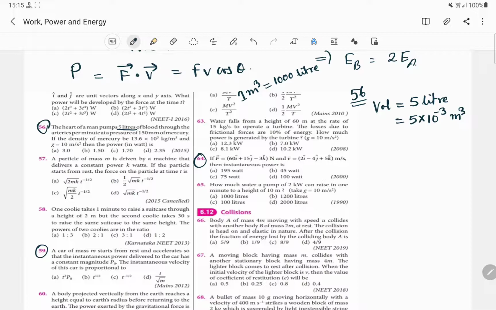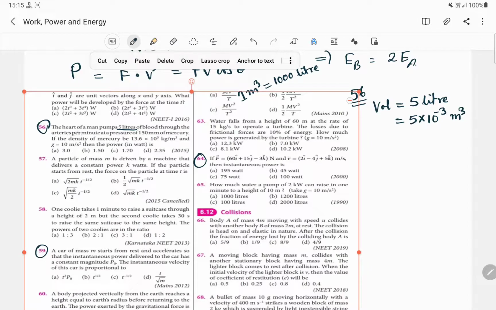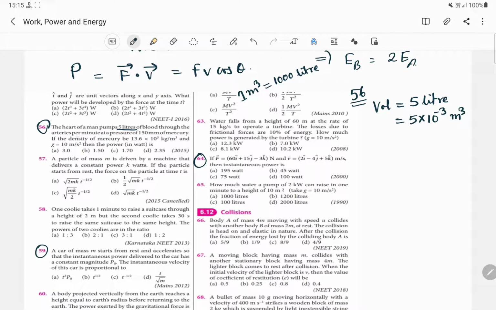And what about the time, or what about the duration? 5 liters of blood is pumped by arteries per minute. That means our duration time t is 60 second, because 1 minute will have 60 second and time is usually measured in terms of second. Therefore for a minute we just take 60 second. And what about the pressure? Pressure is also given. The blood pressure, BP. Blood pressure is given by 150 mm of mercury.